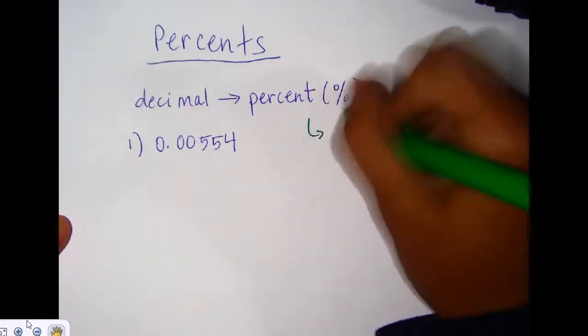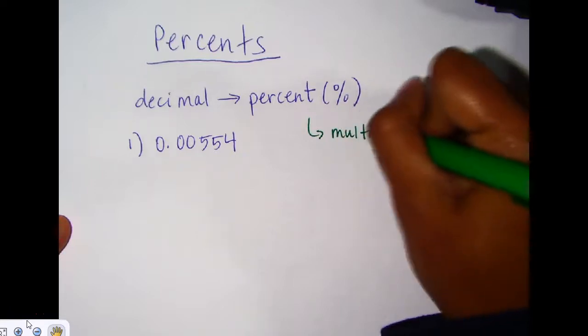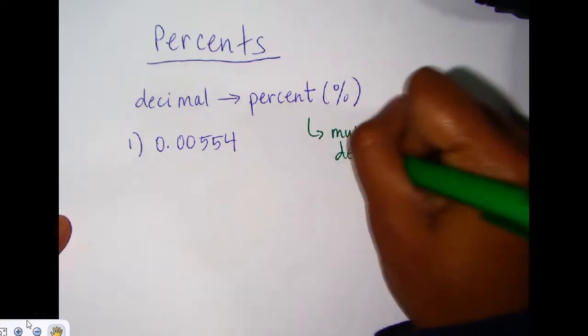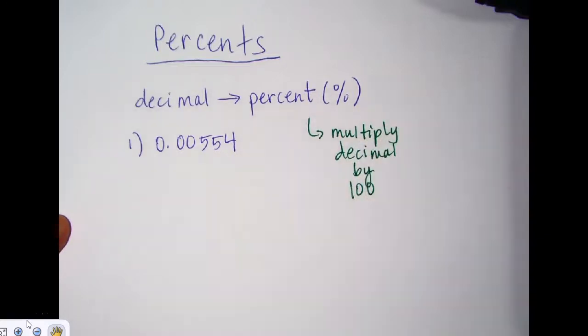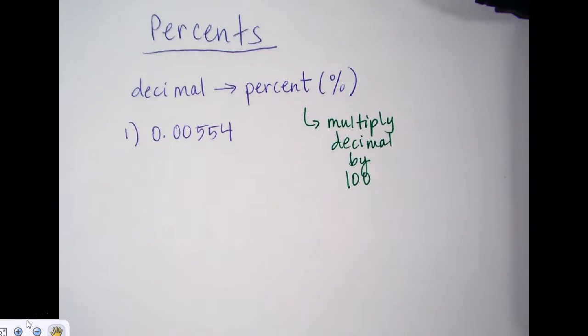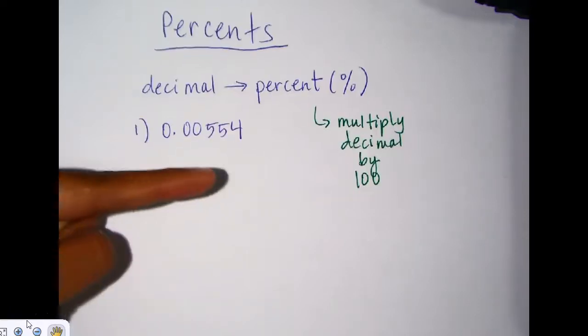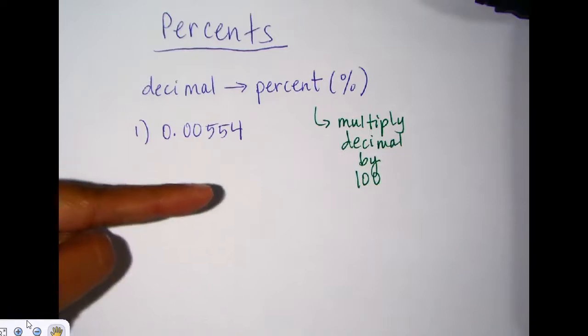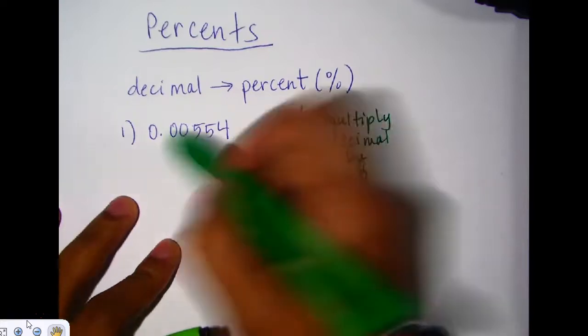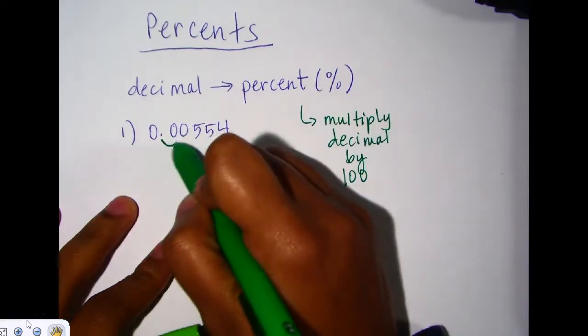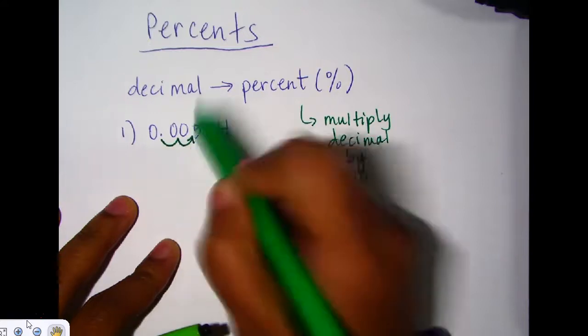So here's the rule right here. You multiply the decimal by 100. Essentially when you multiply by 100, you're going to make that number larger and you're going to swing the decimal 2 places to the right, or back. So if I multiply this by 100, I could do all the math, but mainly what I want to do is swing the decimal 2 places to the right.